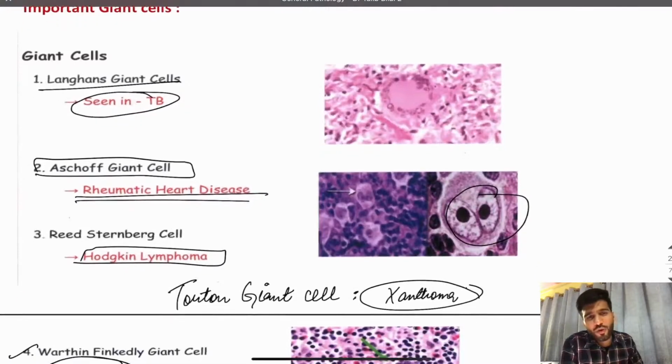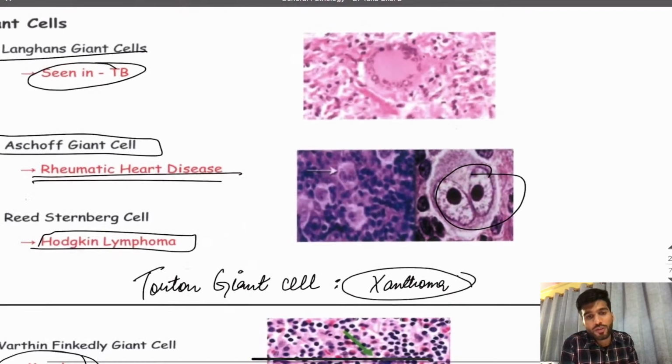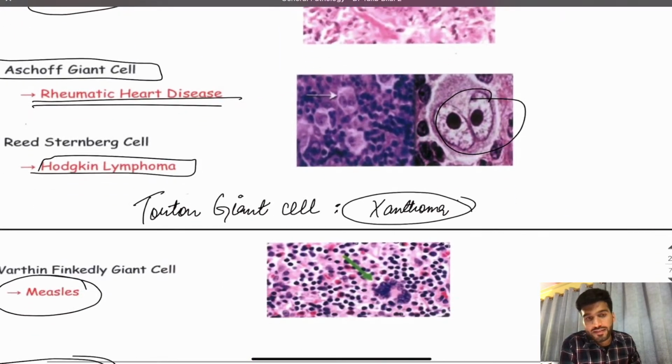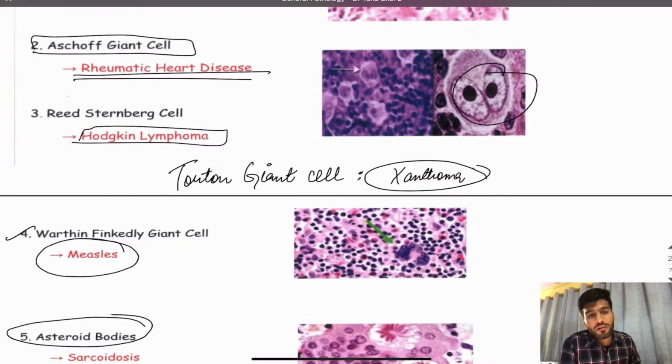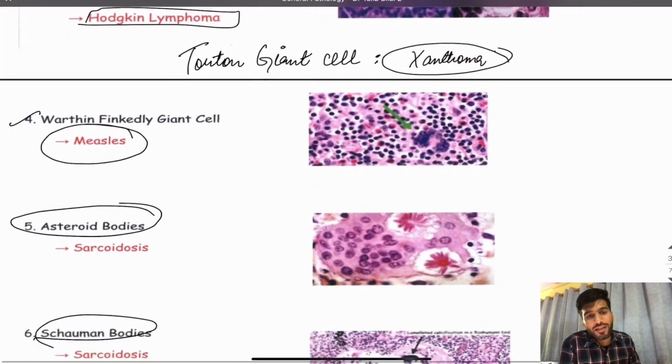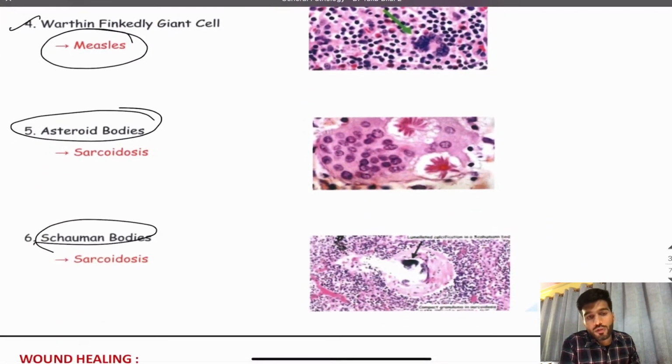Then, guys, giant cells. You already know Langhans giant cells are seen in TB, Aschoff giant cells in rheumatic heart disease, where we may also have caterpillar cells. Reed-Sternberg cells have an owl-eye appearance in Hodgkin lymphoma, and even CMV has the same picture. Then Touton giant cell in xanthoma. In measles we may have Warthin-Finkeldey giant cells. Asteroid body is seen in sarcoidosis, and Schaumann body is also sarcoidosis.